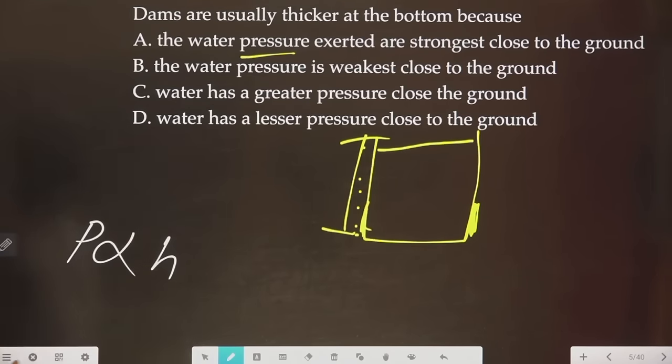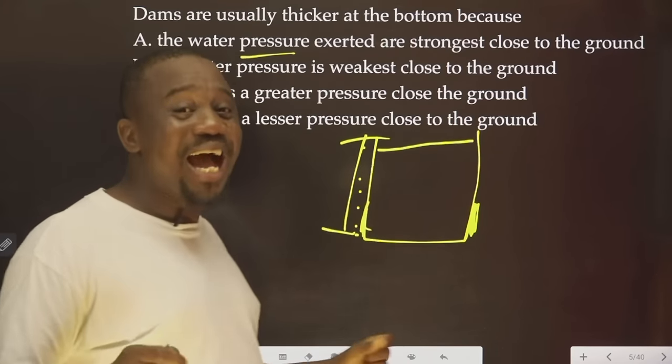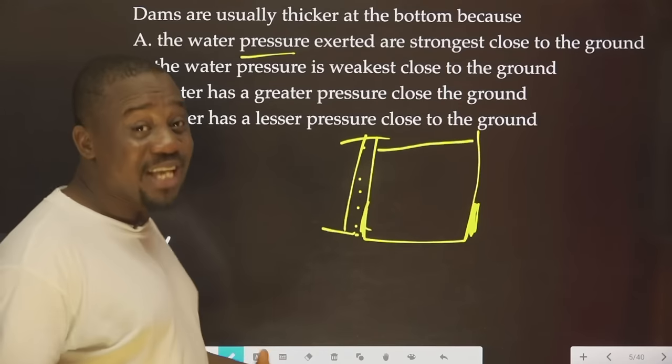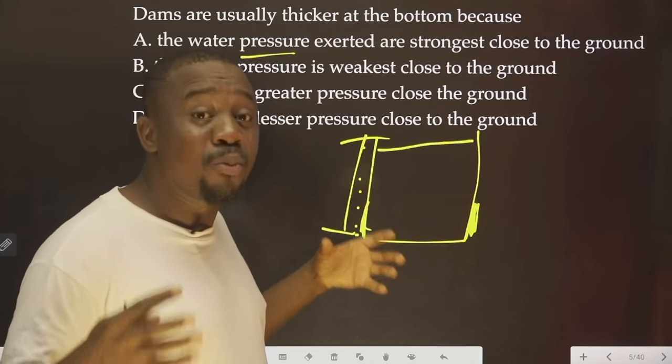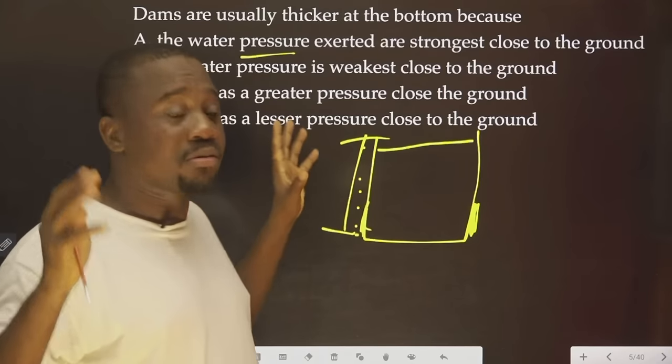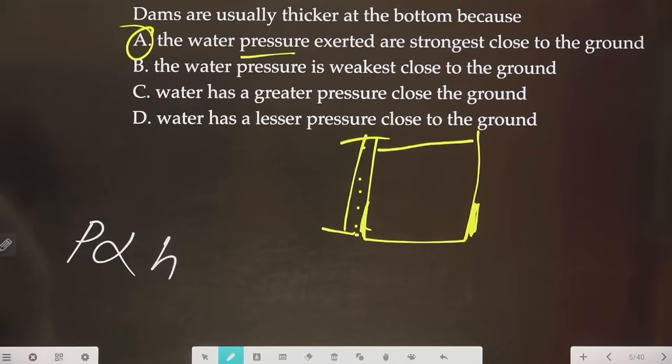So therefore, the first one says the water pressure exerted is strongest close to the ground. Yes, they are strongest here, and because of that you have to make the dam very thick, otherwise it will burst. So no need to waste our time. A is the right answer.